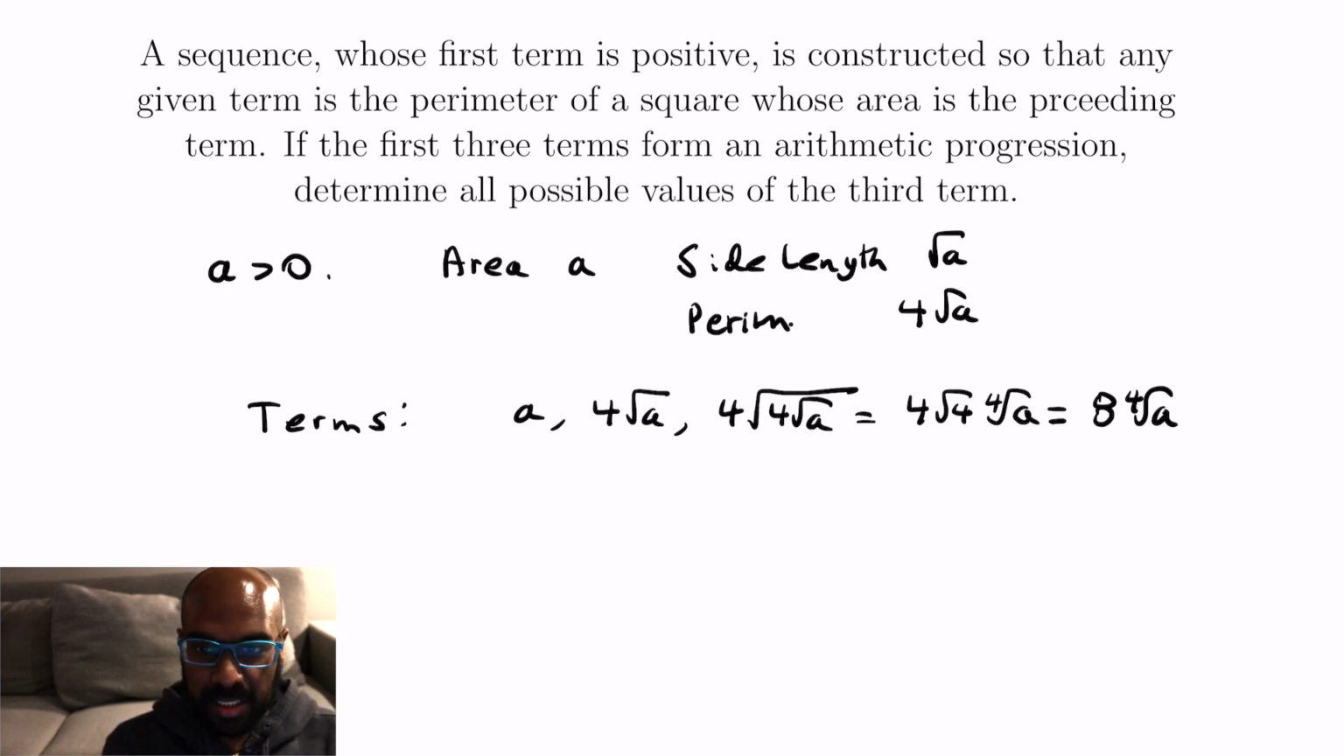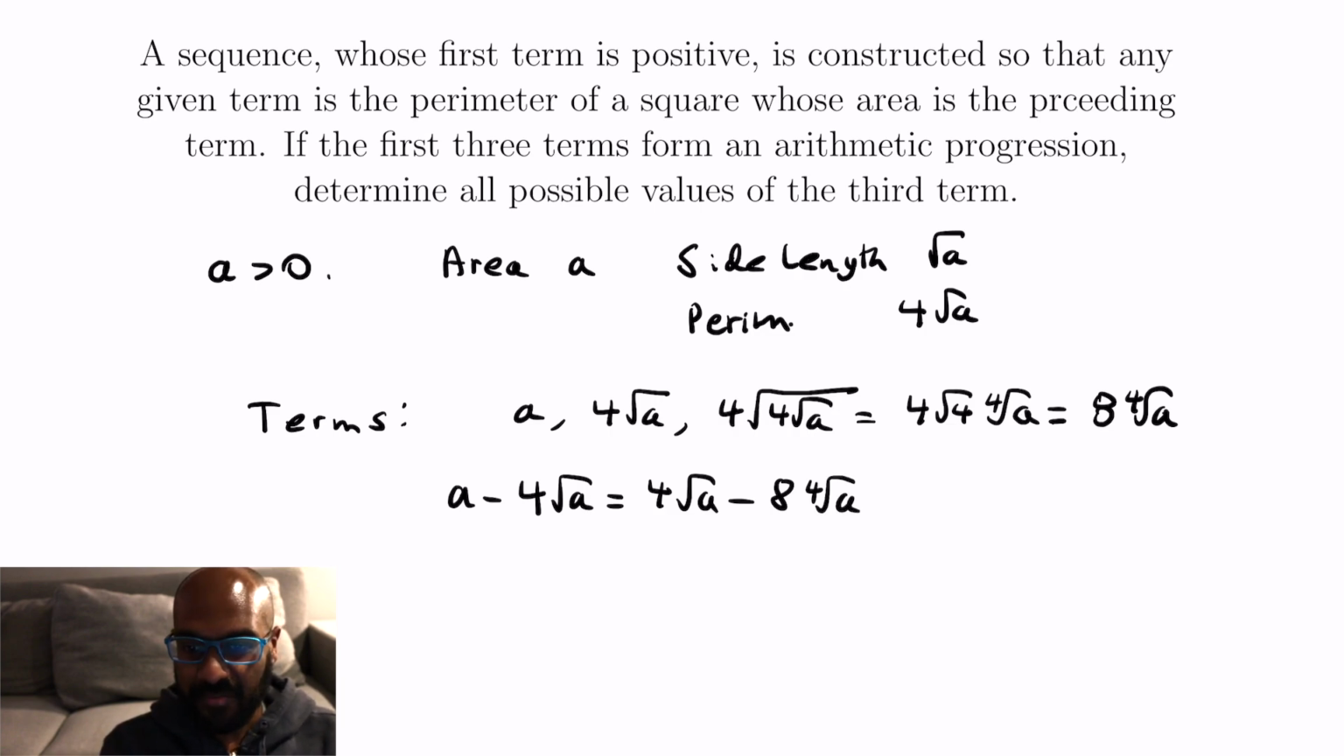Now we're given the information that these terms form an arithmetic progression. That means they have a common difference. So a minus 4 times the square root of a is equal to 4 times the square root of a minus 8 times the fourth root of a.